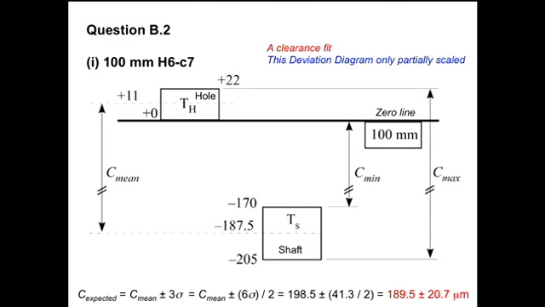So I'm pretty confident that this is a scaled deviation diagram for question 1. And I'm not giving you all the process, I'm just giving you the answer. You can go through the process, check my answer yourself. Hopefully I've written somewhere, there we go, in red, a clearance fit. And sorry, this deviation diagram is only partially scaled.